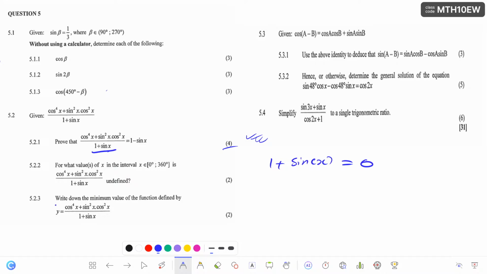So here they said write down the minimum value of the function defined by this function. So they are looking for the minimum value. So you can notice that this function is the same thing as this function. And we have proved that when we simplify that function, it's the same thing as 1 minus sine x. So let's plot this graph in order to find the minimum value. Because we can't just guess, we need to know where the value is coming from.